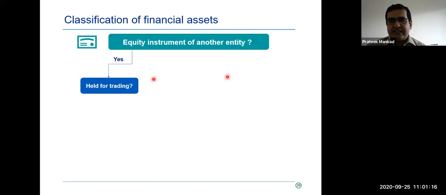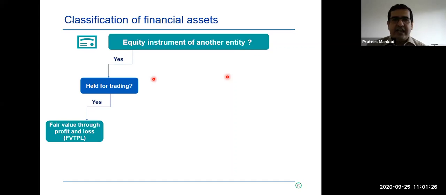Next question that the standard requires me to assess, do I hold these shares for trading? If I hold this share for trading, I don't have a choice. That shares that I hold as investment have to be fair value through profit and loss account.